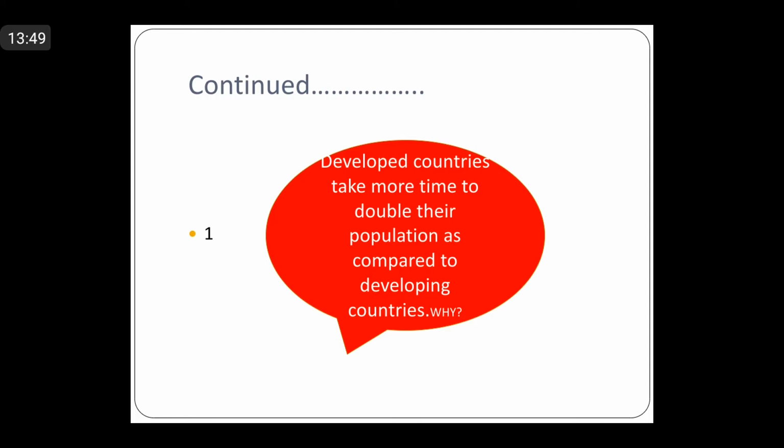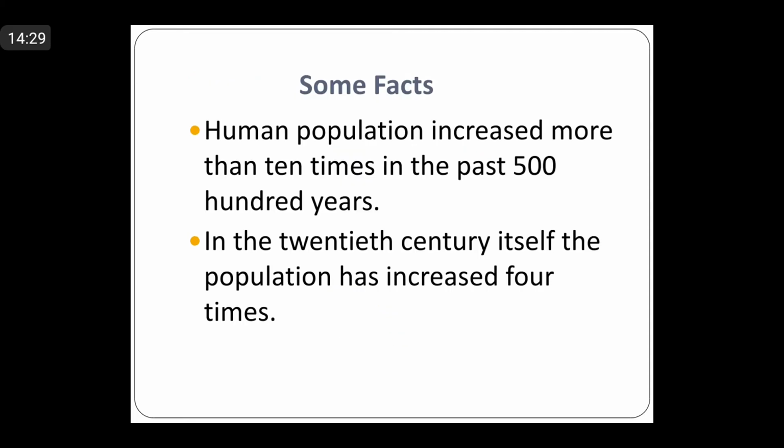their population. Developed countries take more time to double, whereas the developing countries take less time to double, because in developed countries they know about the resources, they have their own lifestyle, they know about all the medical facilities, and they know how to control the birth, I mean how to reduce the fertility rate, whereas these things are lacking in developing countries, right?